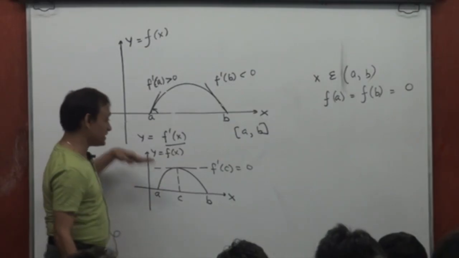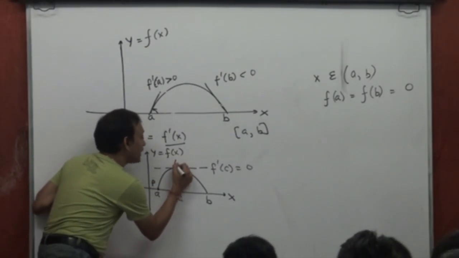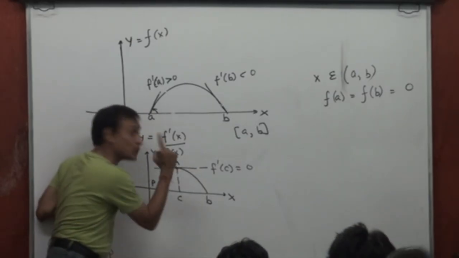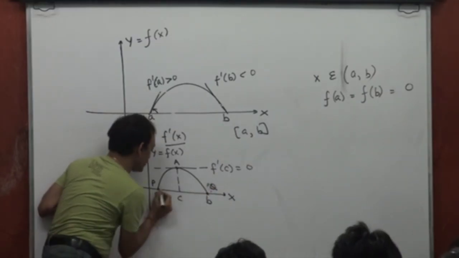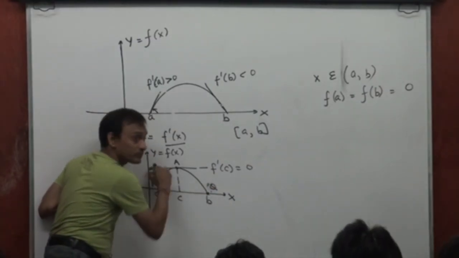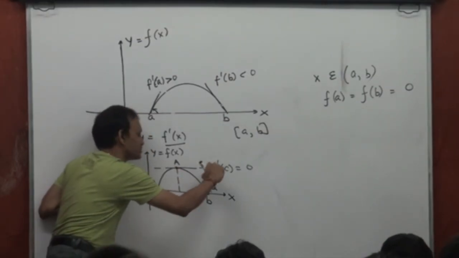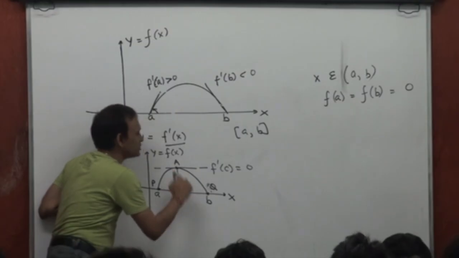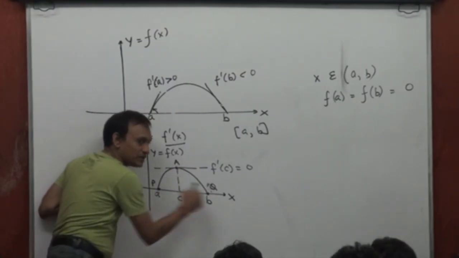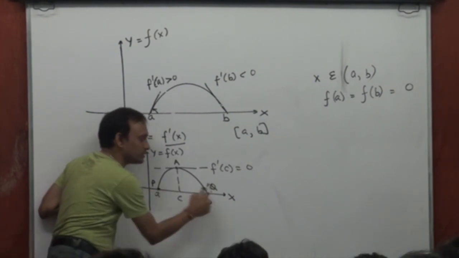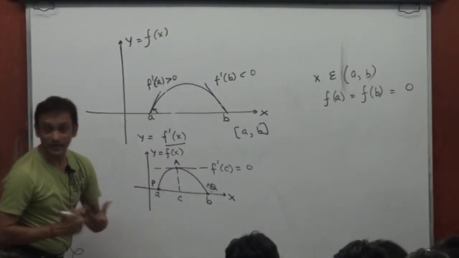F dash c becomes 0 means physically there must be a certain point A on the graph of the function. There must exist at least one point A on the graph of the function which is parallel to the line joining the initial and the final points. There must be at least one point A on the graph such that if you draw a tangent at x equal to c, that corresponds to the point A, then that tangent must be parallel to PQ, the line joining P and Q. That's Rolle's theorem.